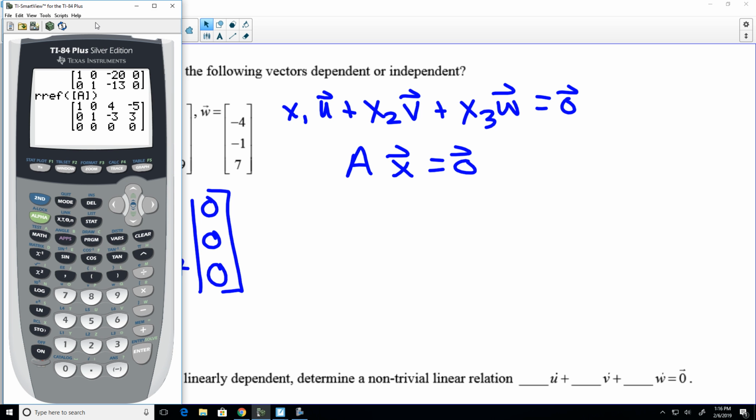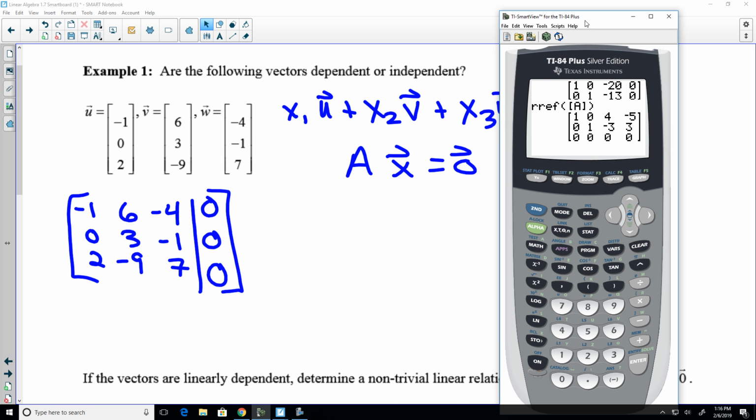But if you don't augment this with 0 and you mess this up, then I'm going to suggest that you augment with 0 so you understand what you're doing. Right? We're solving a system that's set to 0.